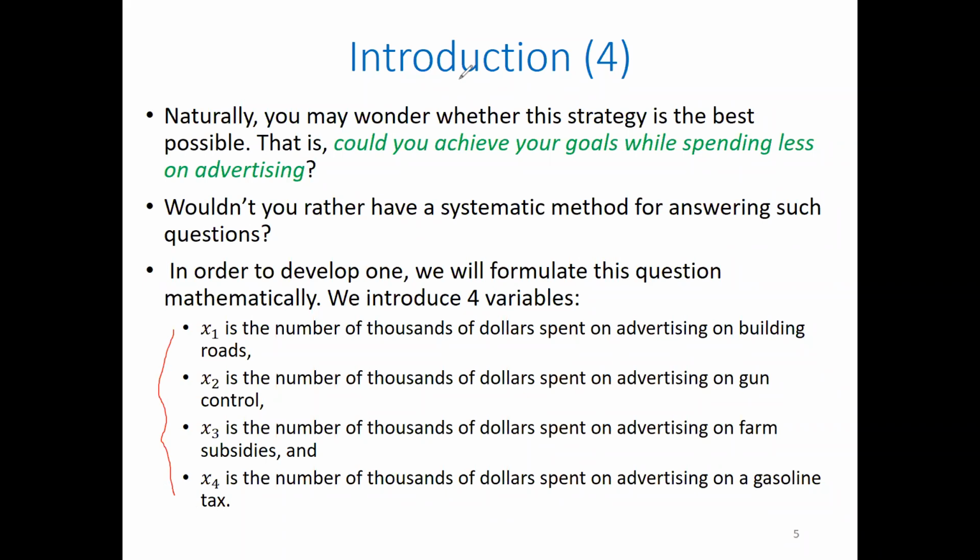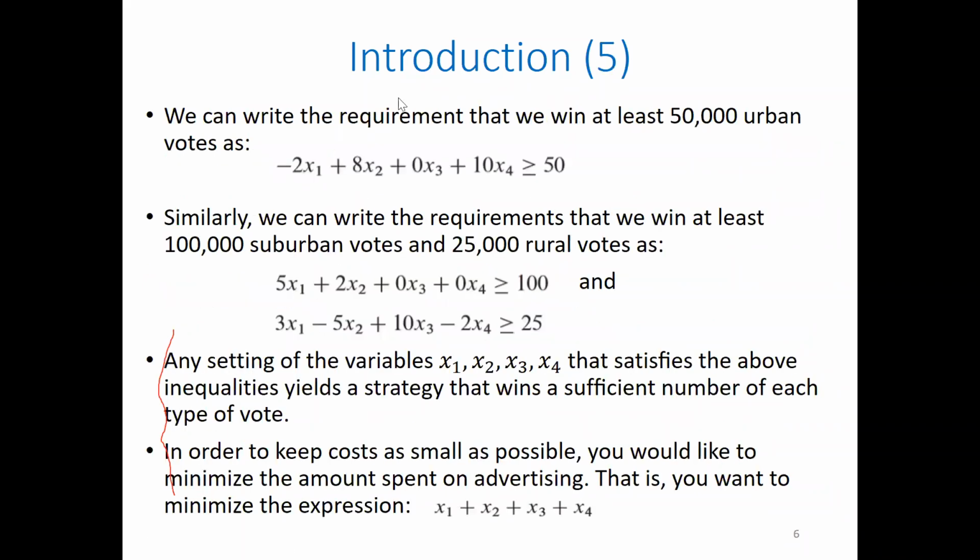So far, simple. And now what we can write is that we have these constraints. To win the urban area, I need at least 50,000 votes, right?